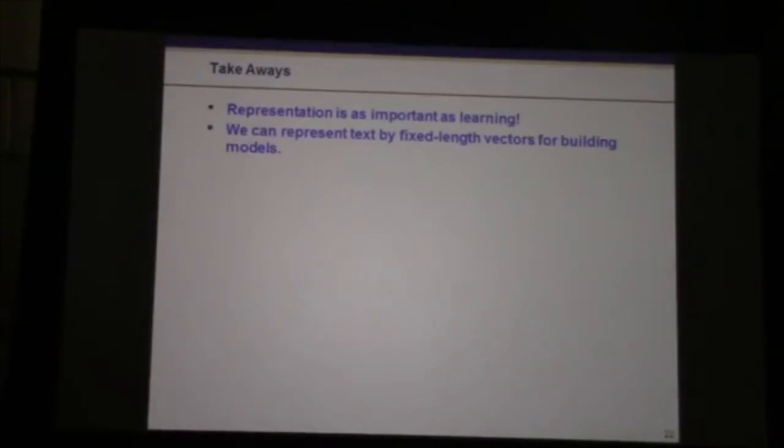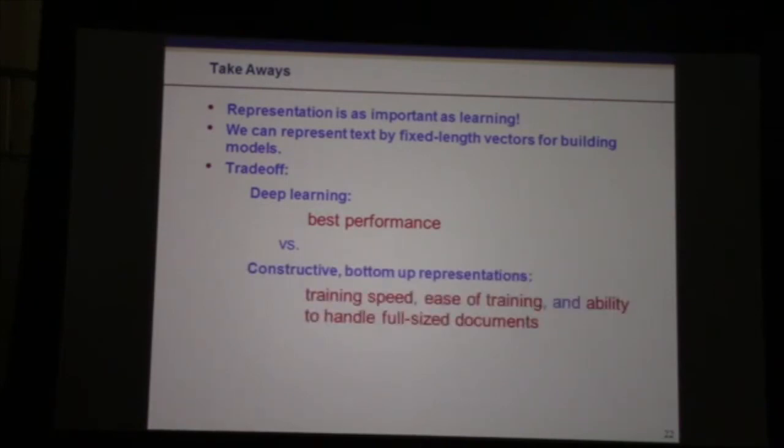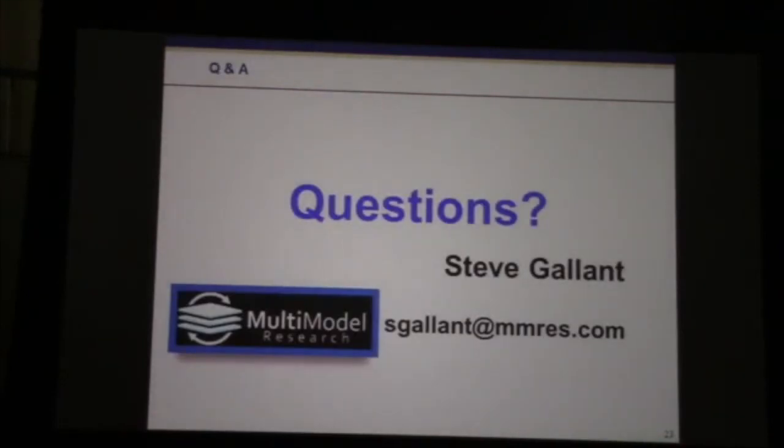All right, so before we get to questions, the takeaways: representation is important. It's possible and advantageous to represent text by fixed length vectors for building models. And then there's this trade-off of best performance possible with deep learning versus training speed, ease of training, and ability to handle large documents with some of the constructive bottom-up approaches. So, okay, I'd be happy to have any questions.